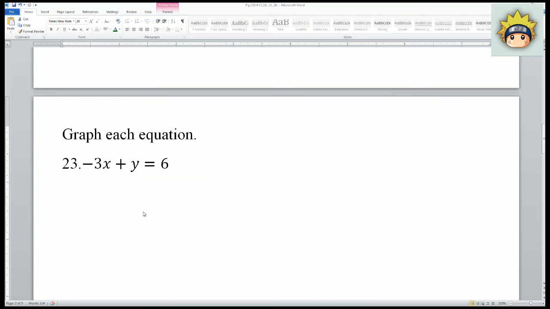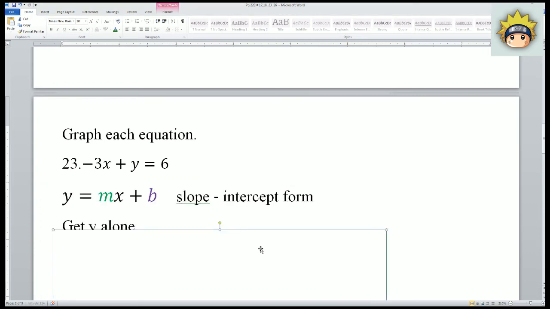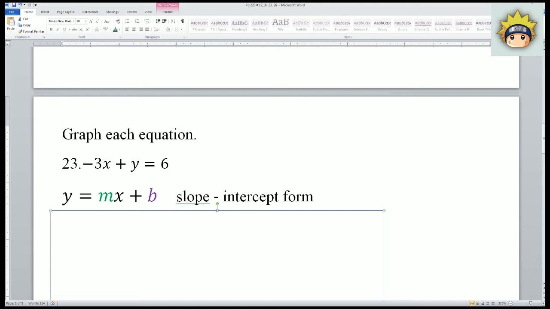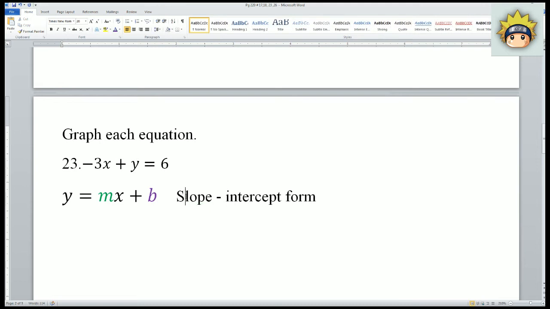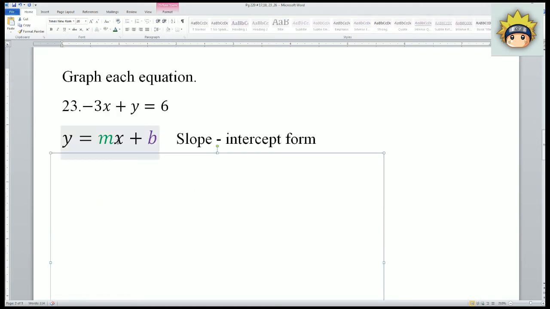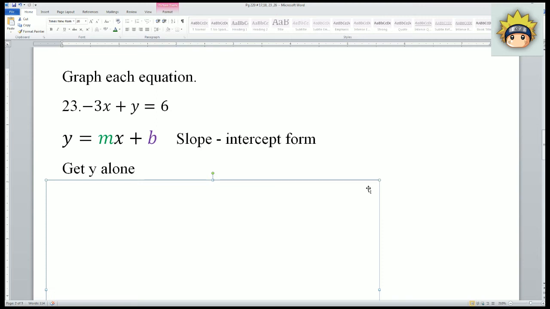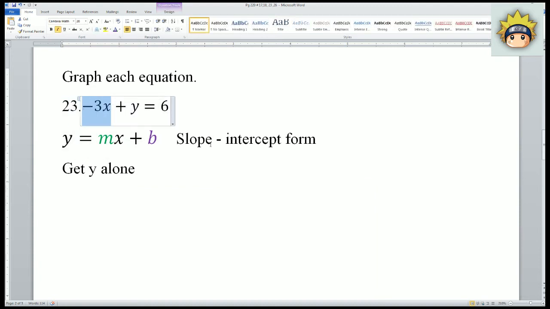To graph any equation, we have to have it in one form, and the form is called y equals mx plus b, which is slope-intercept form. So, I want this equation in slope-intercept form. How am I going to do that? I'm going to get y alone. How do I get y alone? I have to move things, right? Because right now, there is this negative 3x.